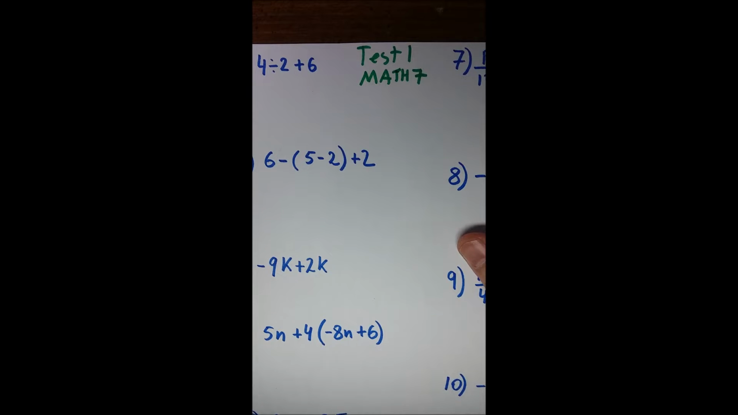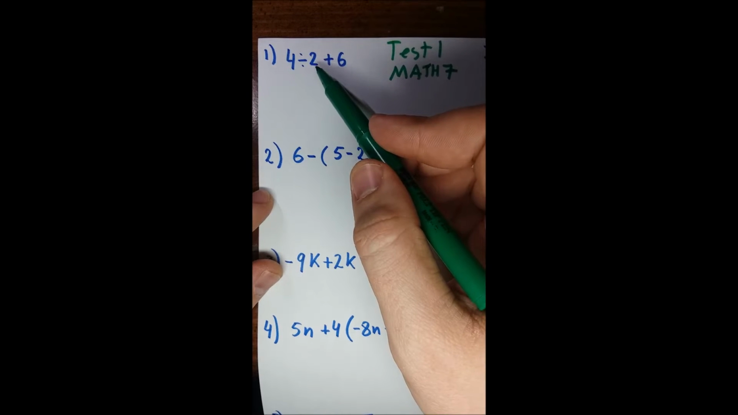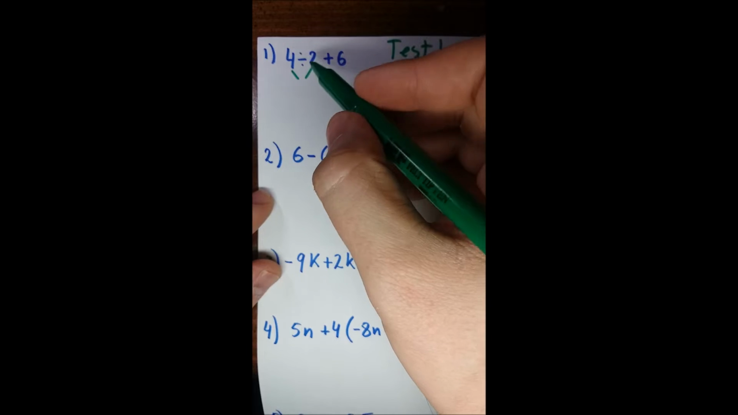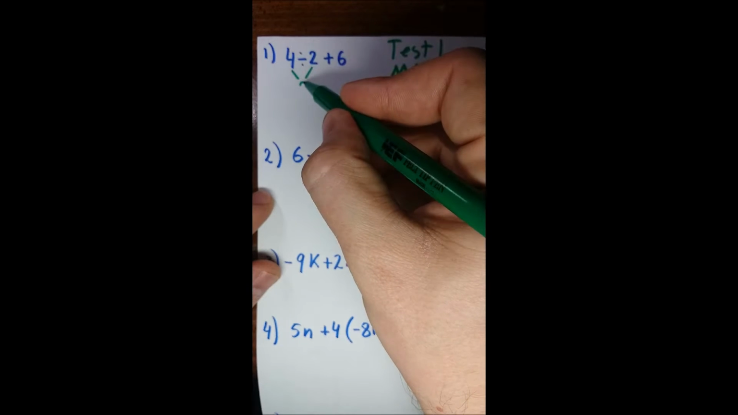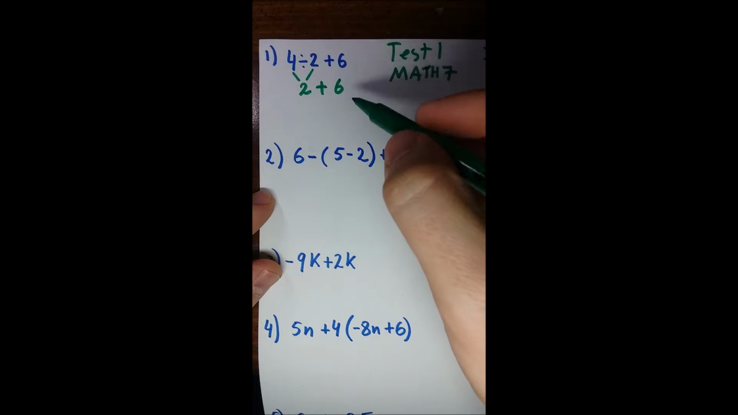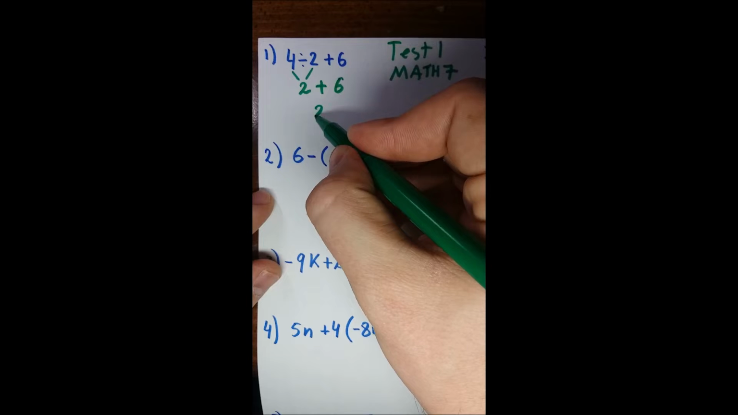Test 1, Math 7. Question number 1. 4 divided by 2 plus 6. You've got to simplify. So first step is PEMDAS, right? Division comes first. 4 divided by 2 is 2. Plus 6, we're going to carry down the 6 because we didn't touch it in the first step. 2 plus 6 is 8.